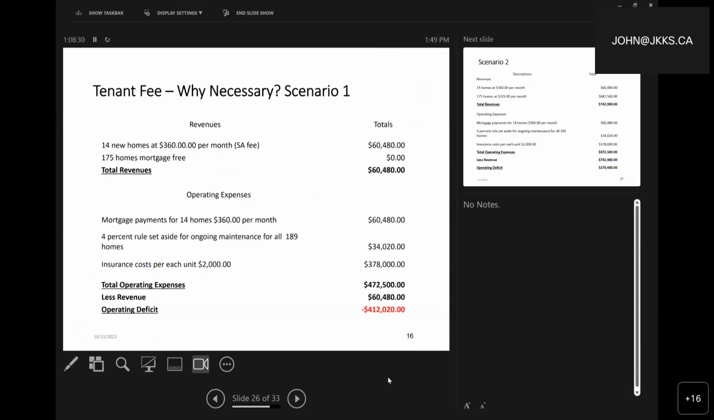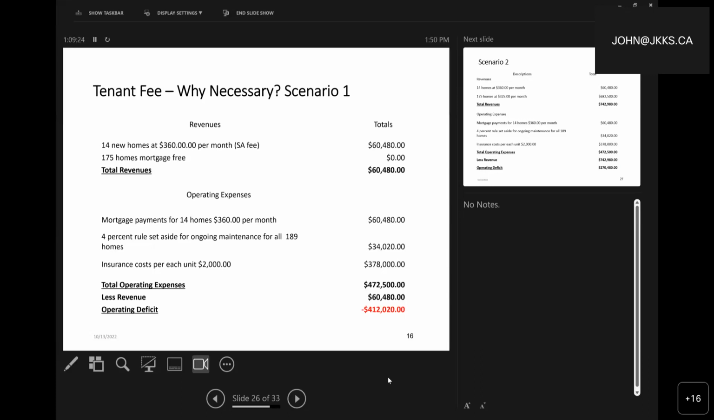So I want to go through 3 scenarios. This is based on a community where we looked at the numbers, just to show what happens where rent and no rent is being paid. So this community had 14 new homes. And these 14 new homes were actually based on Section 95 housing. There are no new builds, no INAC or private homes. And the shelter was actually quite low in these communities. It was $360 per month. There were 175 homes that were mortgage free. So these were, as I mentioned, SA homes that have been paid out. People are living in it, but there's no revenues being collected.